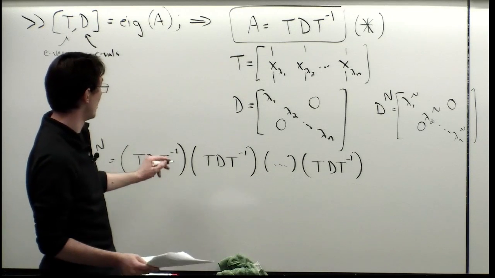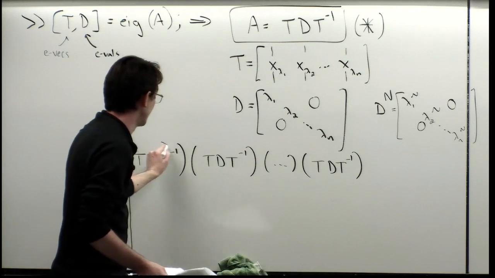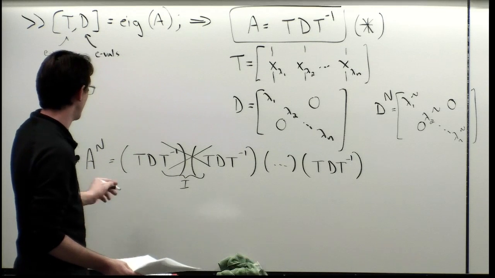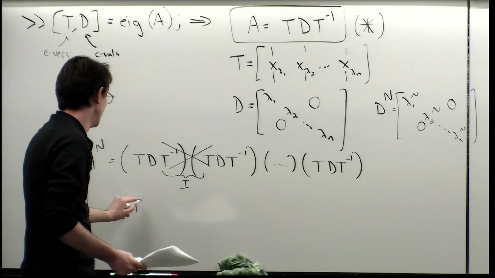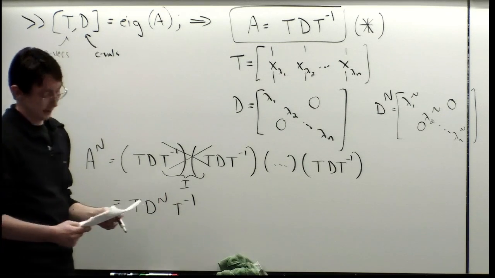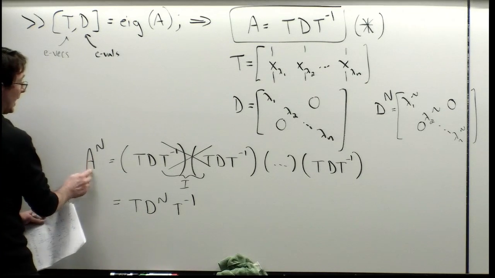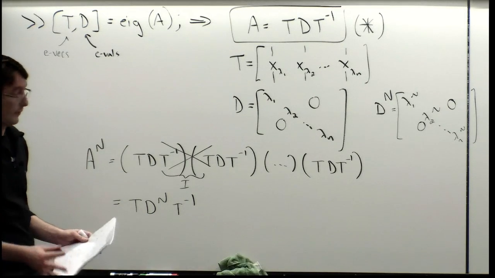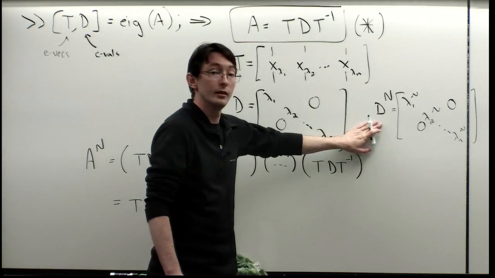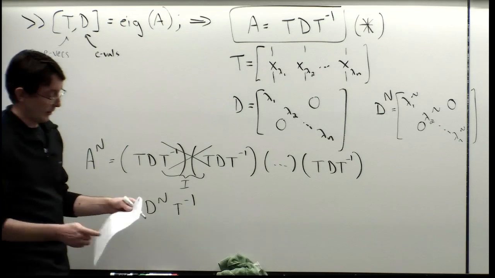Now what's great is that all of these T inverse times T in the middle cancel out. These all become the identity, and all that I'm left with is T times D to the power n times T inverse, okay? So this is a much, much more efficient way of computing A to the power n than actually multiplying this matrix A a bunch of times. It's easy to compute D to the n. And so this is a very, very useful formula, okay?